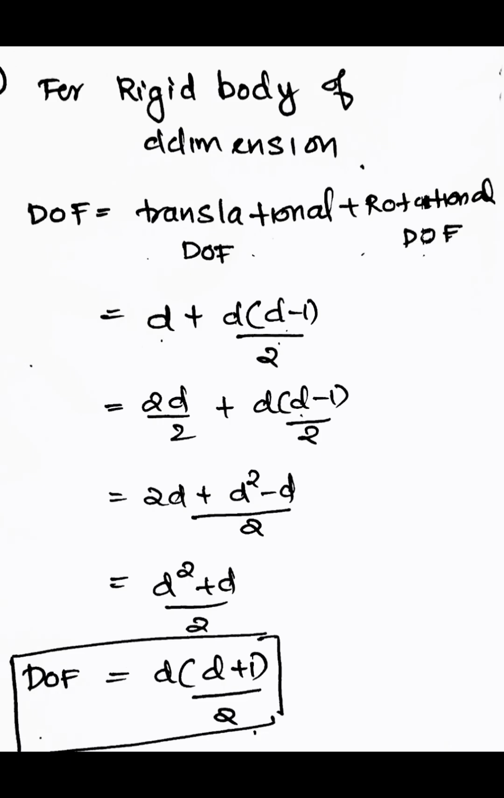So the solution is, for a rigid body in d dimension, the degrees of freedom is equal to translational degrees of freedom plus rotational degrees of freedom. And as it is mentioned as d dimension, the translational degrees of freedom is d, and the rotational degrees of freedom is d into (d minus 1) by 2. Changing this, we can write 2d by 2 plus d into (d minus 1) by 2, that is 2d plus d square minus d by 2, that is equal to (d square plus d) by 2, that is d into (d plus 1) by 2. So the degrees of freedom is equal to d into (d plus 1) by 2.